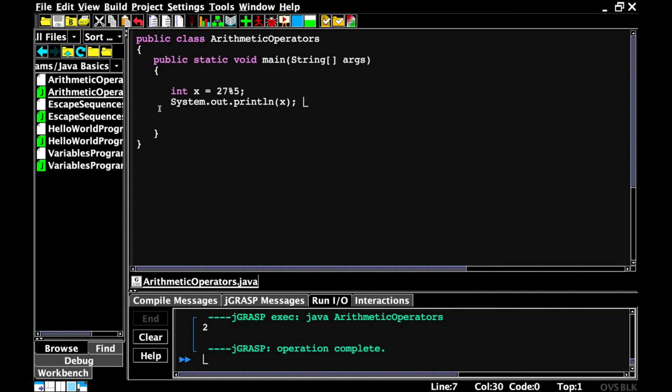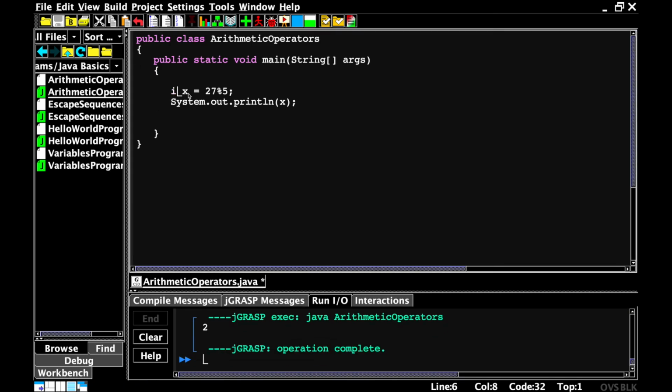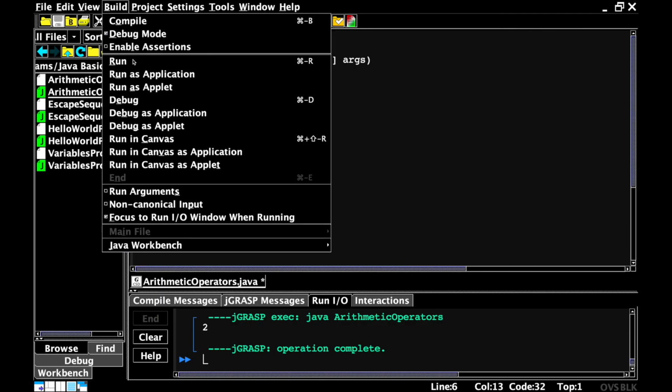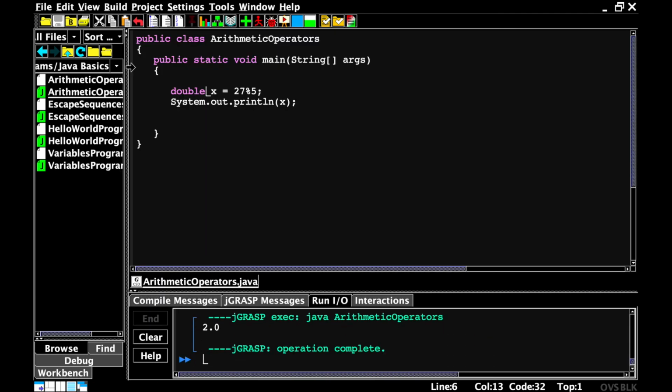And we get 2. Similarly, if we just change it into a double, instead of returning 2, what will happen is that it will return 2.0 because 27 modulus 5 returns 2. And then since we want to store a double instead of an integer, 2 is an integer, so it upgrades it and it becomes 2.0.